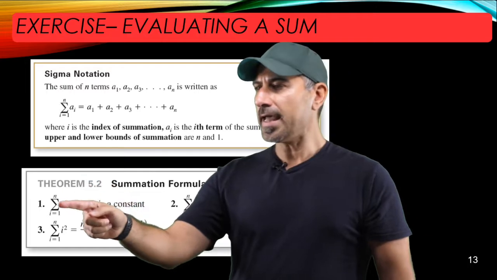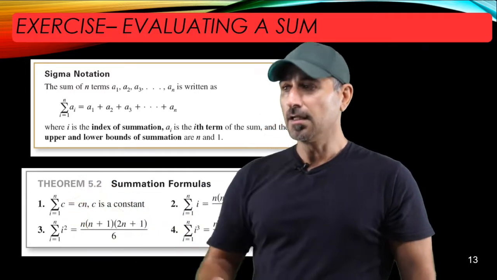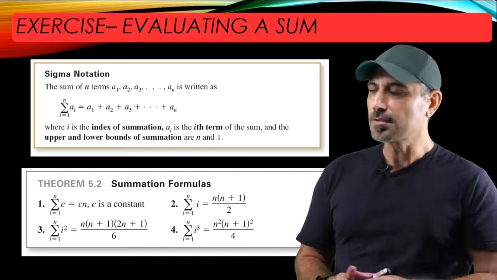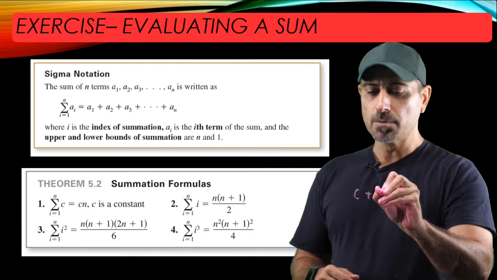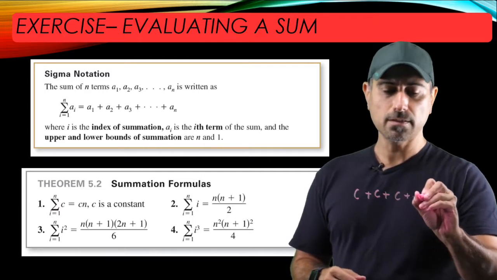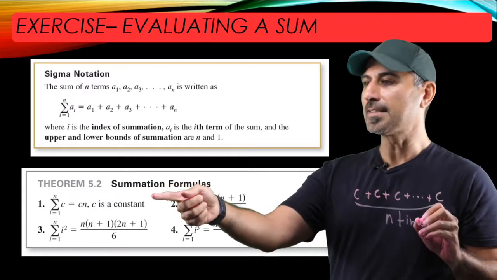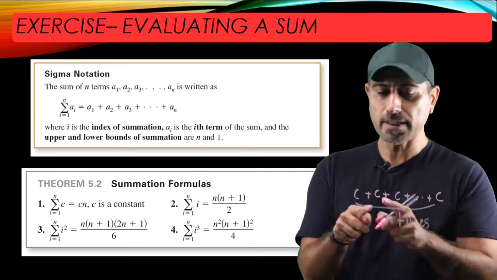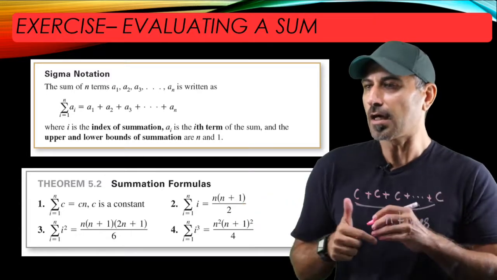So if you add a constant c to itself n times, in other words c plus c plus c all the way n times, this rule says that the result is going to be c times n, because I'm adding c, n times. The obvious answer.